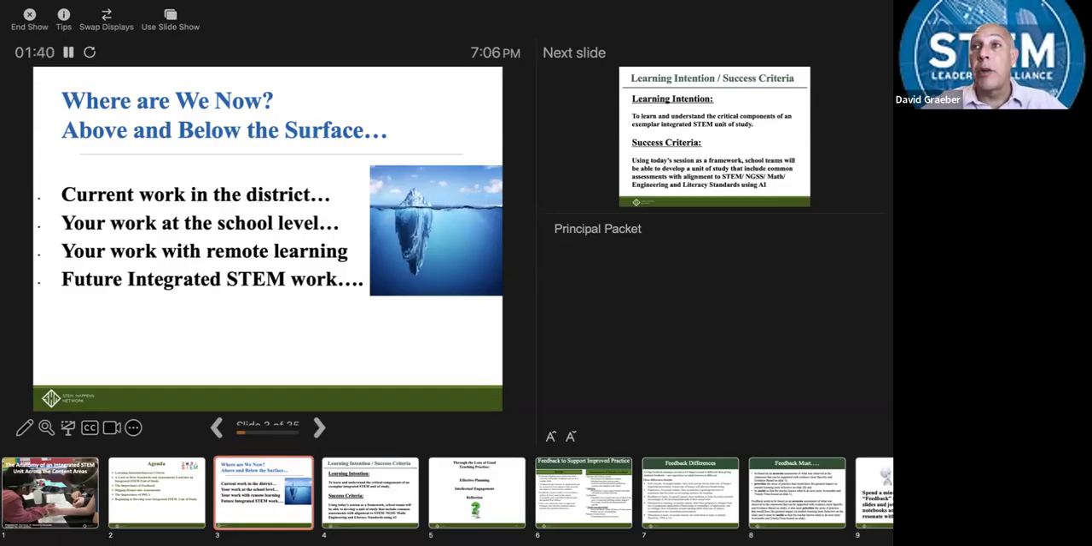And the future of integrated STEM work and what that means for planning, and how planning really at the end of the day is the way in which we find the path into deeper learning for students around the STEM and the STEAM categories.